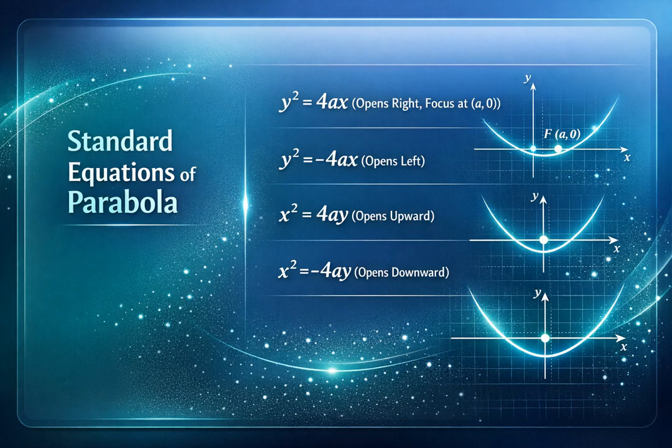The standard equations of parabolas depend on orientation. y squared equals 4ax opens to the right with focus at (a, 0). y squared equals negative 4ax opens to the left. x squared equals 4ay opens upward. x squared equals negative 4ay opens downward. The coefficient determines the direction, and the variable squared determines the axis of symmetry.